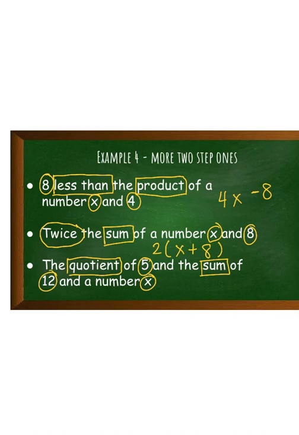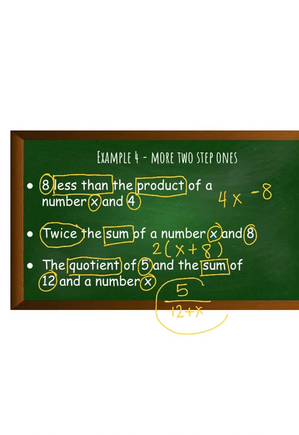So the quotient of 5, so it's going to be 5 divided by something. And it says the quotient of 5 and the sum of 12 and a number x. So it's the quotient of 5 and the whole sum of 12 plus x. So all of 12 plus x has to go as the denominator. Why? Because it's the quotient of the entire sum. If it just said the quotient of 5 and x, it would be 5 over x. But it doesn't say that, okay? It says the quotient of the sum, 12, and a number x. All right?